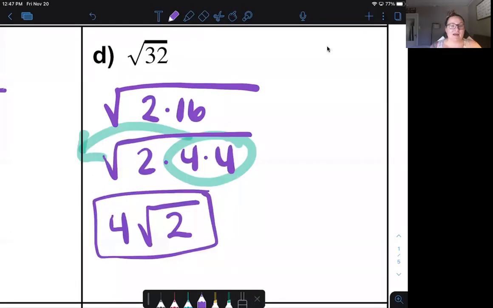So as you can see, I broke 32 down to 2 times 16. I broke 16 down even farther, so I have 2 times 4 times 4. I've got a group of 2 4s, so I bring that 4 out in front of the radical, and my answer is 4 times root 2.